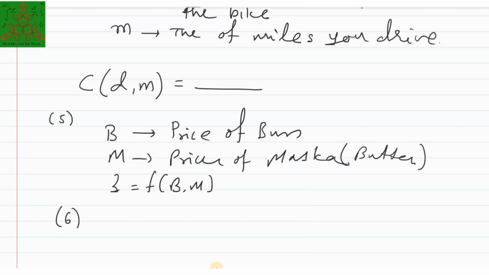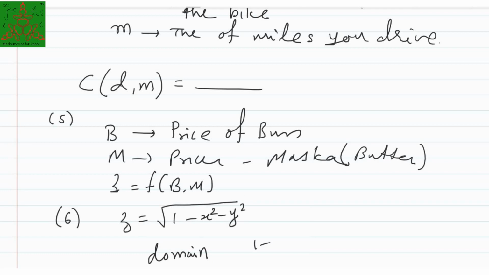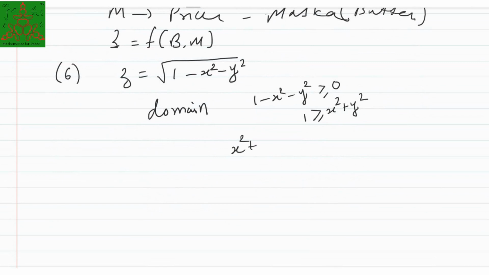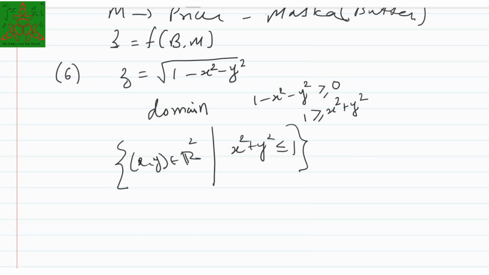Suppose I am defining a function or a relation, z is equal to square root of 1 minus x square minus y square. Now what is this? First of all, the question is, what will be the domain of this function? The domain is such that the square root is always non-negative. So 1 minus x square minus y square is greater than or equal to 0. So you will have x square plus y square less than or equal to 1. That will be the domain. So the domain of this function will be all (x, y) belonging to R square such that it satisfies this. That will be the domain of the function.